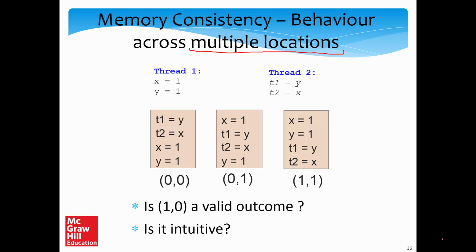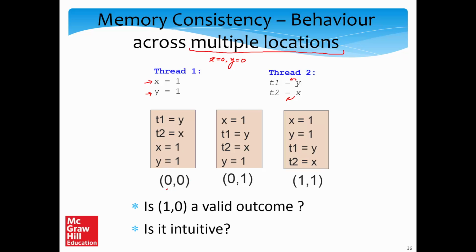So let us first get a taste for the intuitiveness of behaviors in systems that access multiple variables. Let's consider this example where thread 1 writes to x, x being a global variable, and then writes to y. Recall that all the global variables are initialized to 0. And thread 2 reads from the global variables, which are y and x. Now let's take a look at the pair of temporary variables t1 and t2.